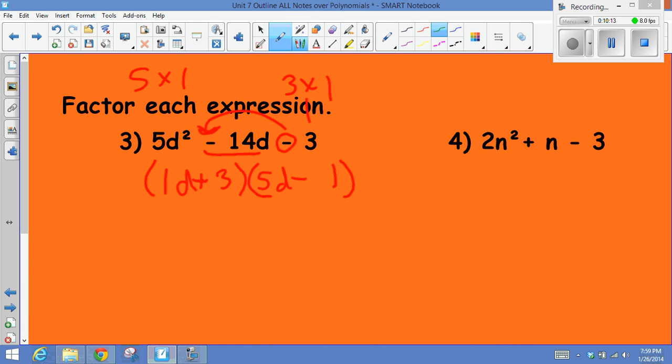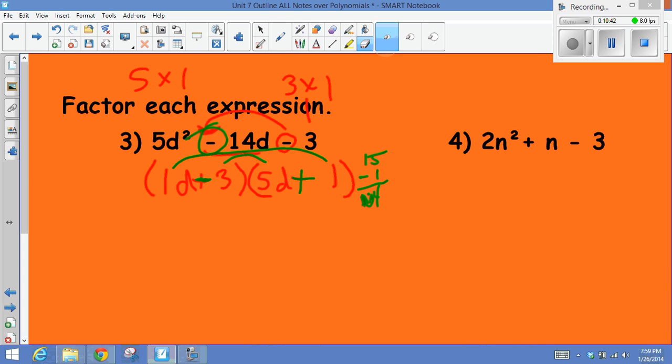Okay? So then if I multiply here, 3 times 5 is 15, and then 1 times -1 is -1, and that gives me a positive 14. Now here's the problem. I got positive 14. This is negative 14. So really the only thing I did wrong was I got my signs backwards. So I'm going to change that one to a positive and that one to a negative.